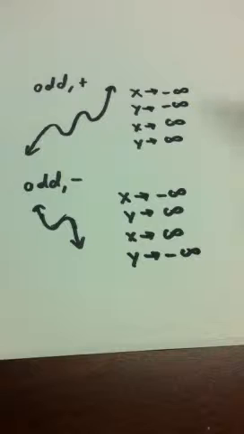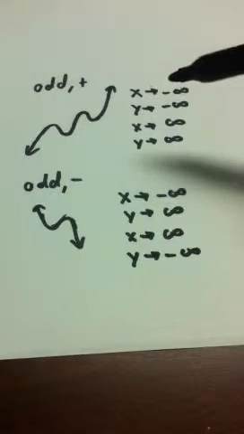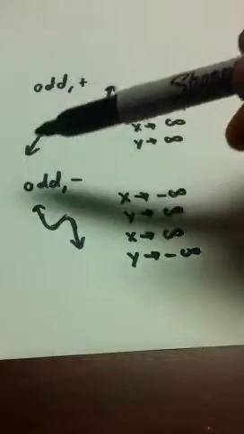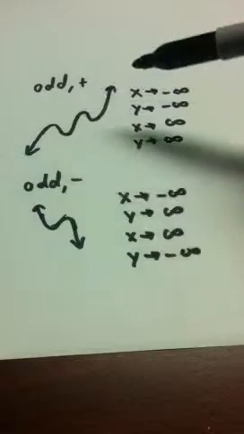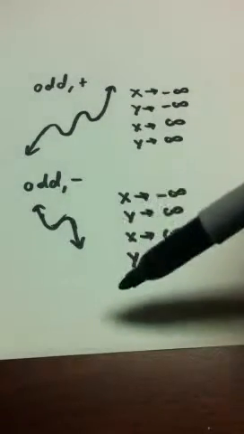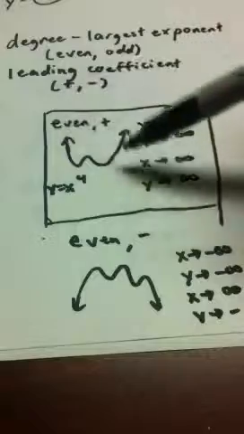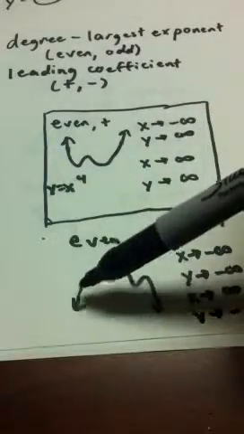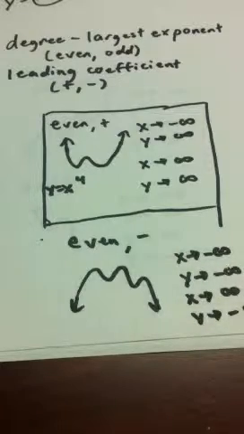So quick recap, you can think back to linear and quadratic as your basic idea, but if it's odd, the ends are going to do opposites. If it's odd positive, it starts low and ends up high. Odd negative starts high and ends low. If I've got an even positive, they're up and up. Even negative, they point down and down. So even does the same, odd does opposite.